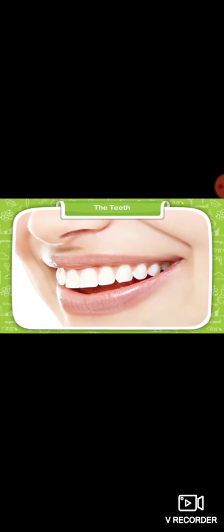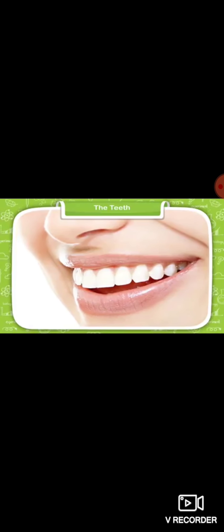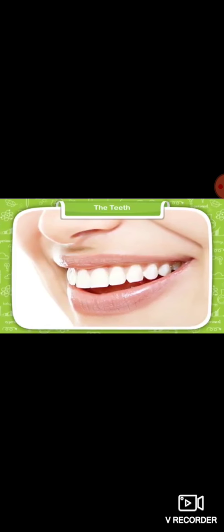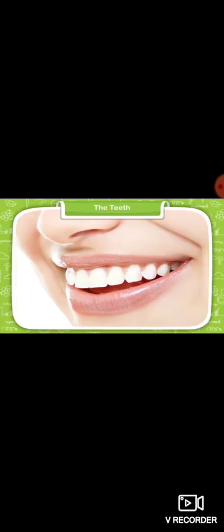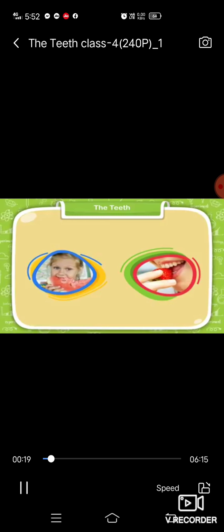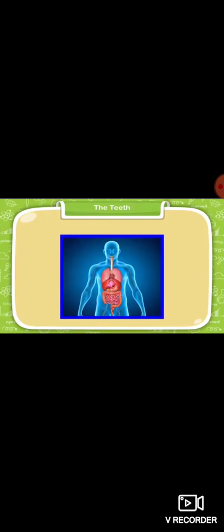Very good morning, students. It's your science class, and as you know, we had read our chapter number 2, teeth and digestive system. So, today we will revise our chapter. Students, you know that we need teeth to chew and grind our food. You all know that now. We need food. We eat food with the help of our teeth.